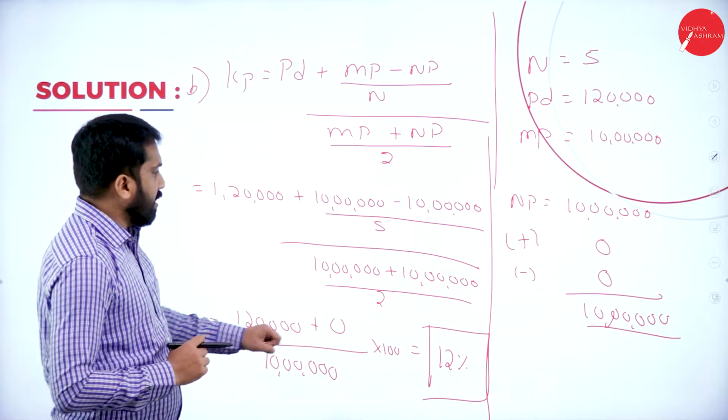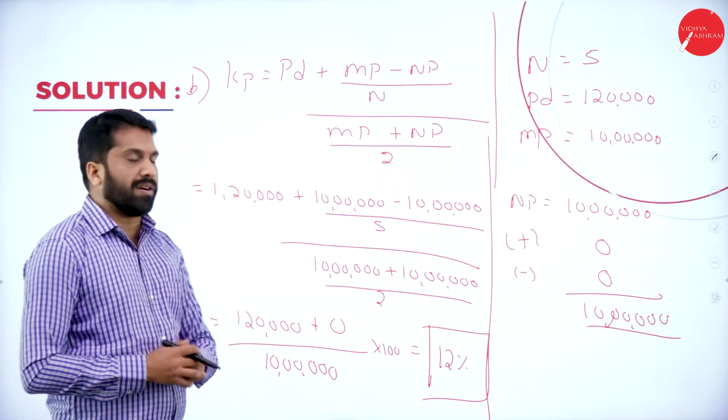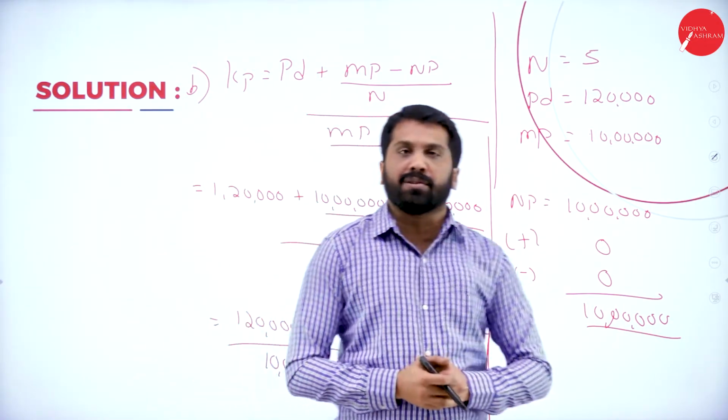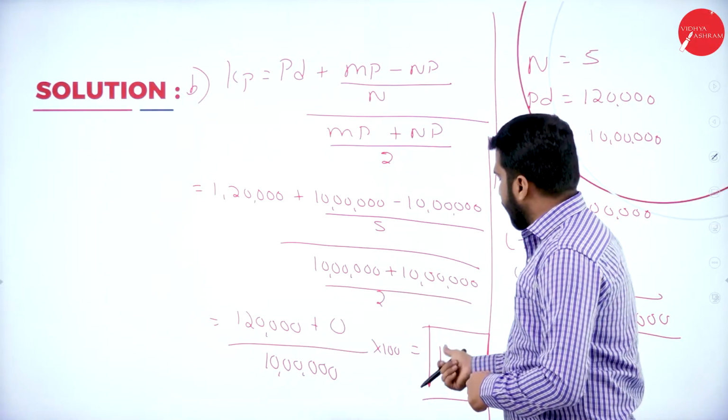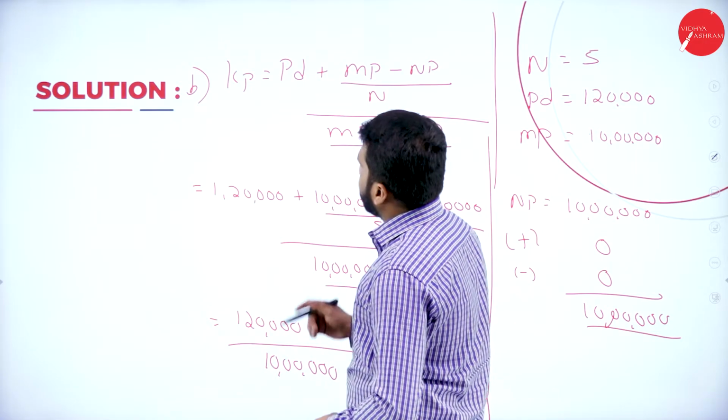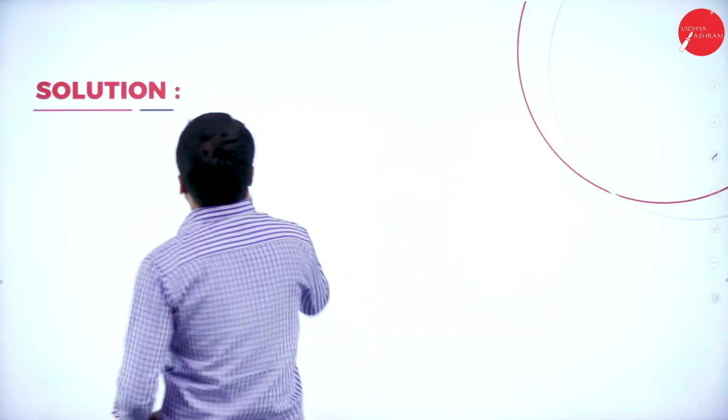How much will you get? You will get 12 lakh because there is no flotation, there are no charges, nothing. So your answer will be 12 lakh. Now, I'll go for the next one. B is over. We'll go for C.